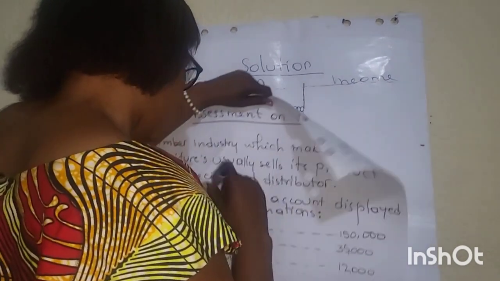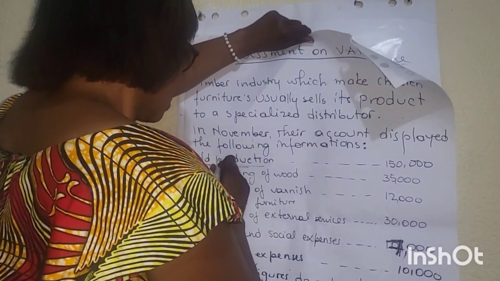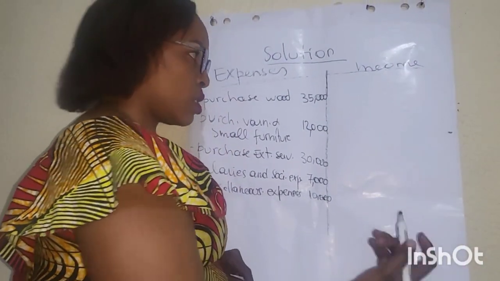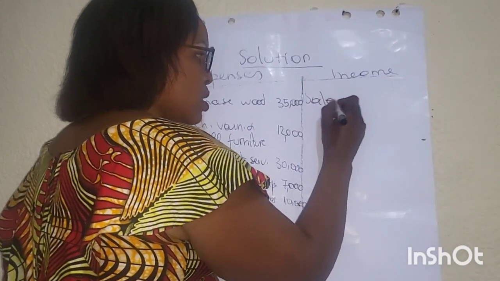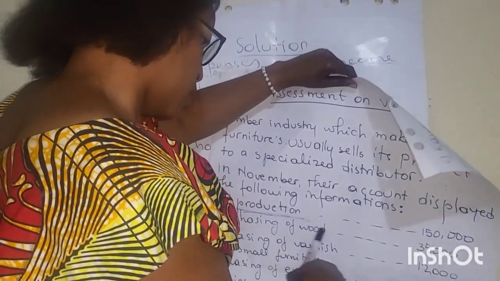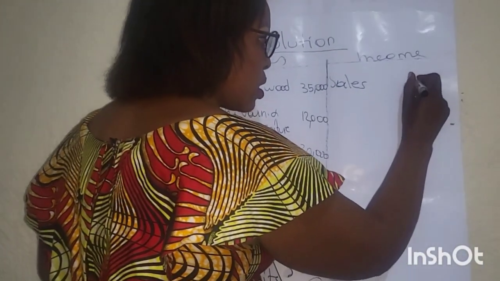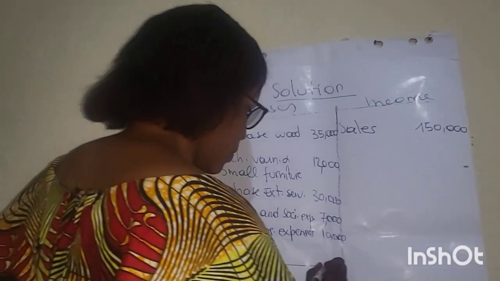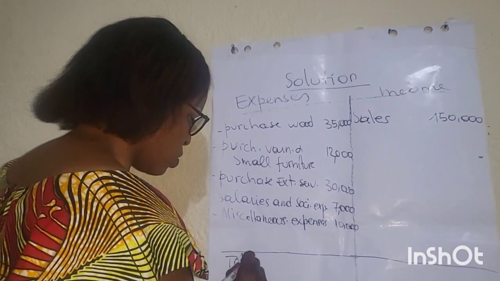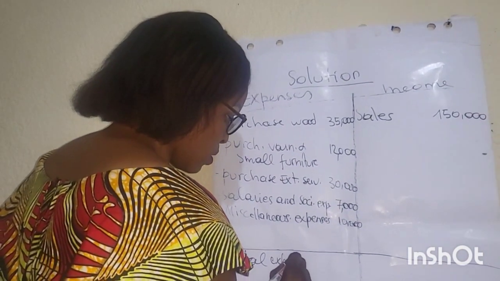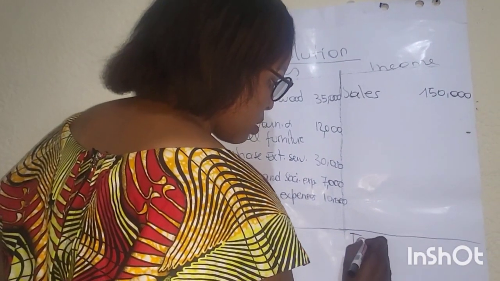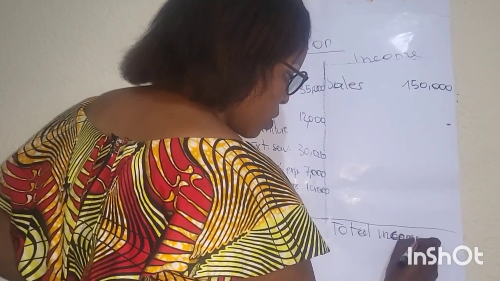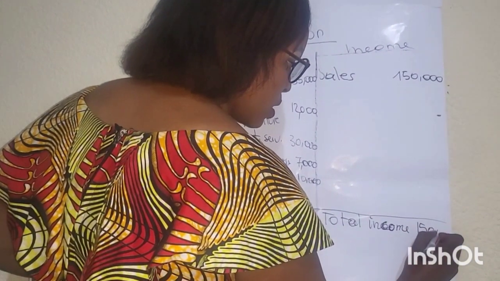So now here we have the production. This is an element of income, because when you sell a product, you receive money. So this means that sales must be included on the side of income. Okay, so now let us make total expenses. And let us make total income. A total income is 150,000.